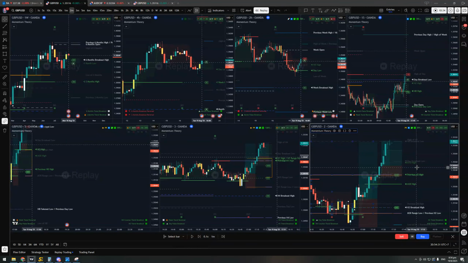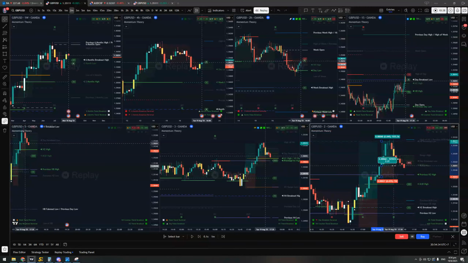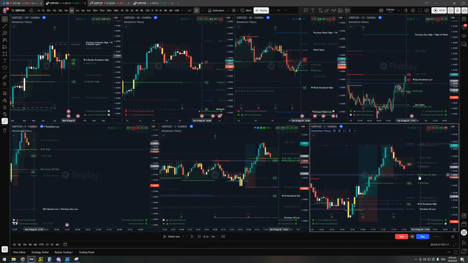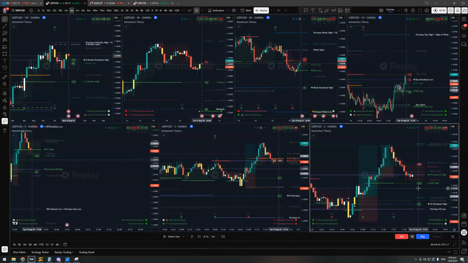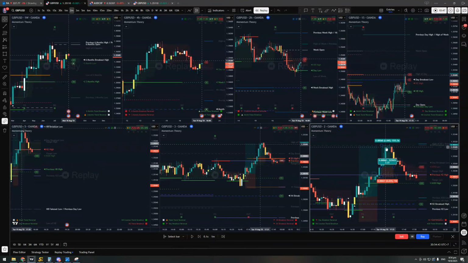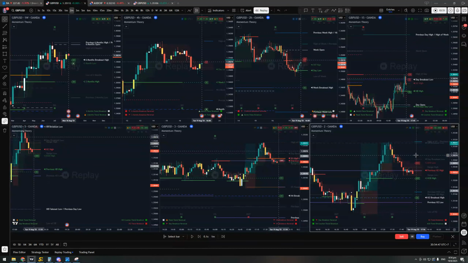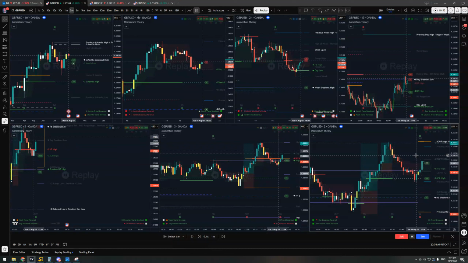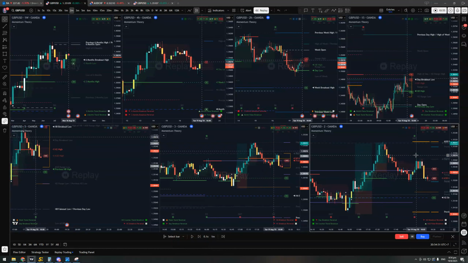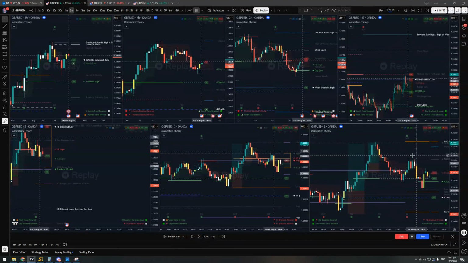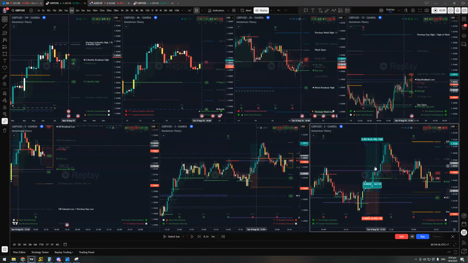Ended up taking partials. Maybe I got a little bit greedy, thinking that maybe I caught that low, but in the end, ended up failing, and I got break even on the rest of them. So I did take my partials here, 2R and another 2R here, so about 4R, a little less than 4R since I took partials. But then all my entries went break even, and then they all got taken out. So that was it. That's the trade that I took.